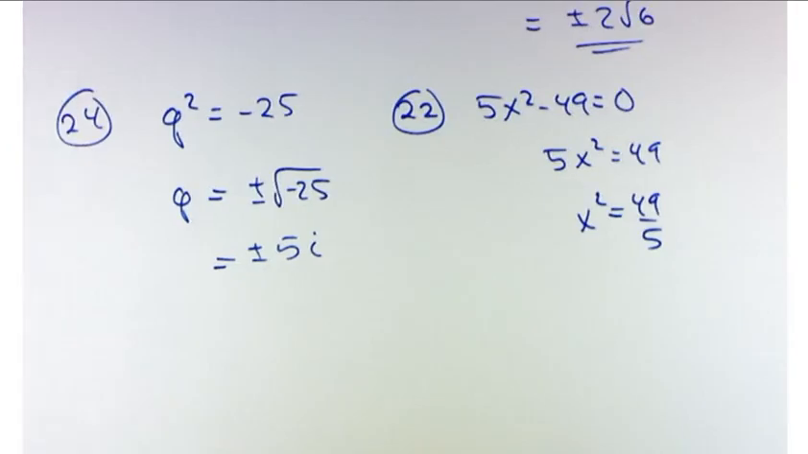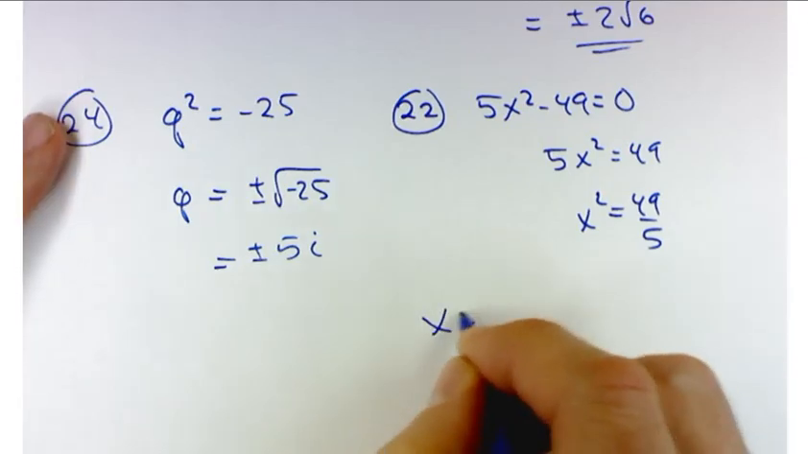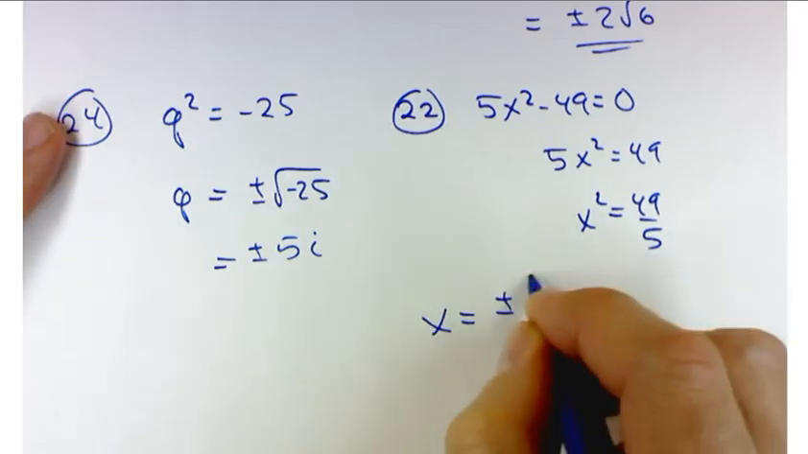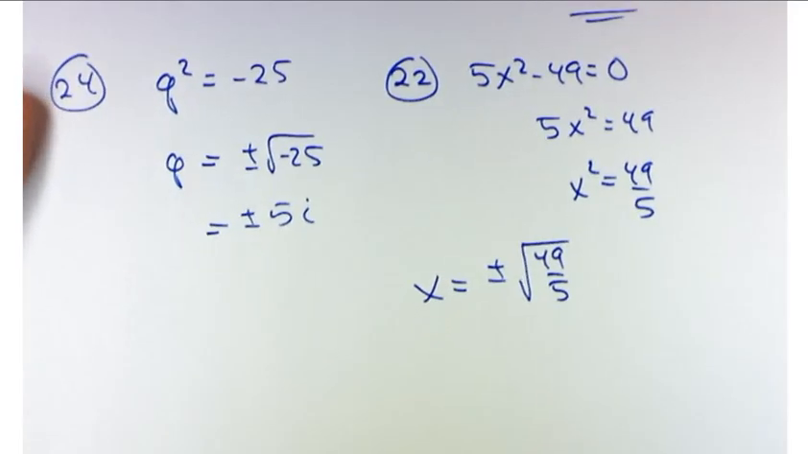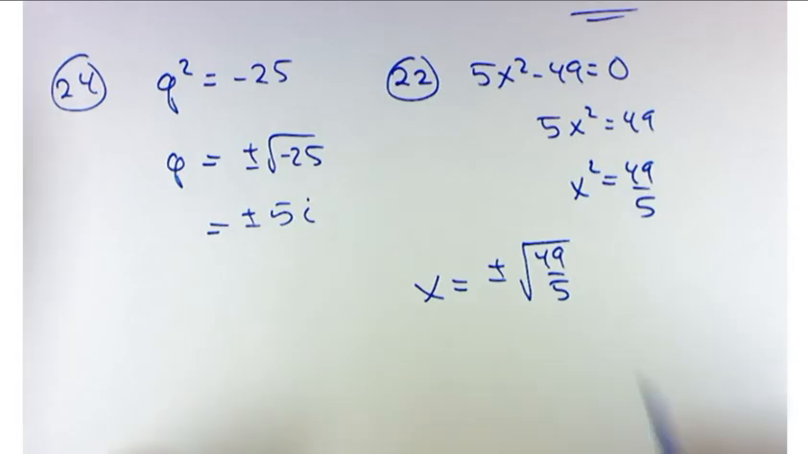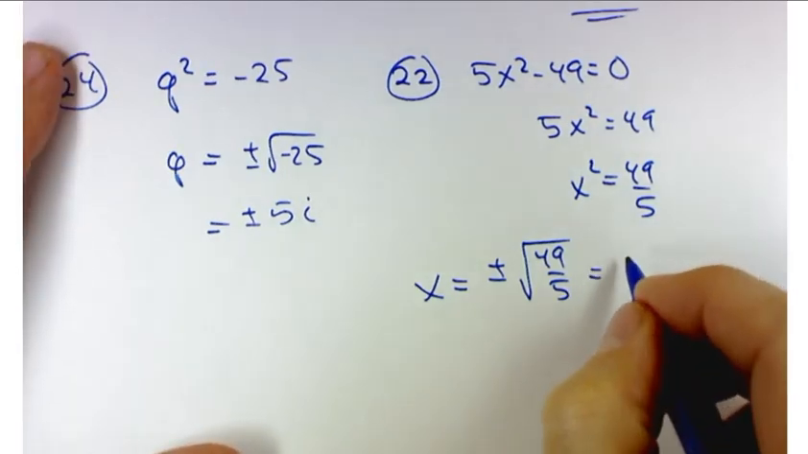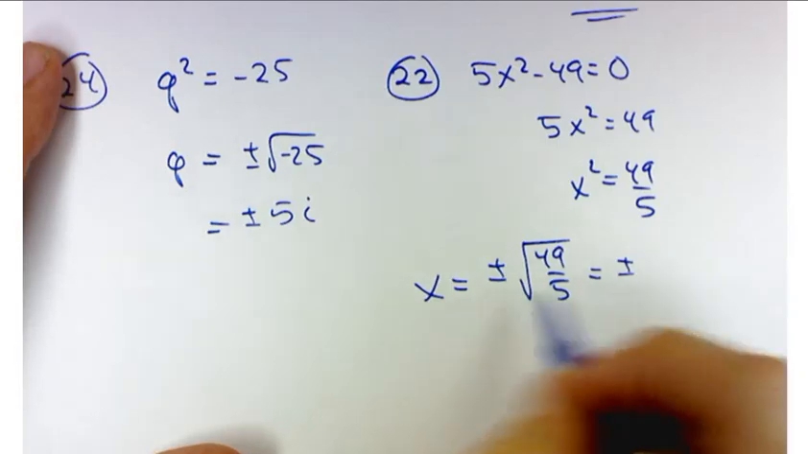Last but not least, take the square root on both sides. x equals plus or minus the square root of 49 over 5. Now, if you check your answer in the back of the book or on WebAssign, it's not going to match. You're going to look at it and go, wait a minute, he lied to me. I don't get it. He taught me wrong. Well, not quite. We just didn't finish this.